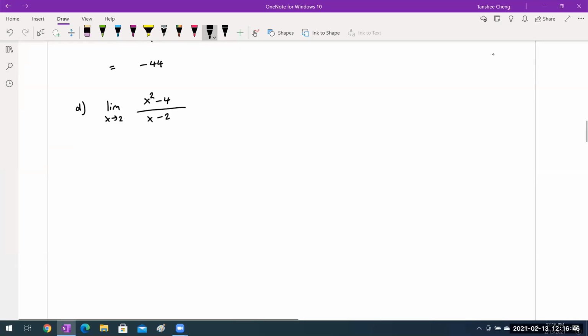The next example is the limit as x approaches 2 of x to the second power minus 4 over x minus 2. As you can see, the function is x squared minus 4 over x minus 2, and the domain of this rational function is anything but 2. But the limit we are approaching is exactly where x is not in the domain. So according to direct substitution, I cannot use direct substitution at this point.